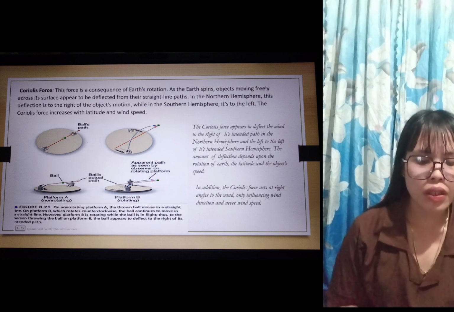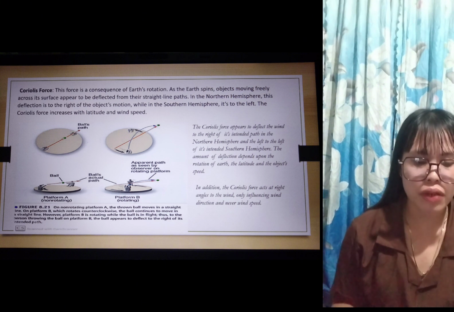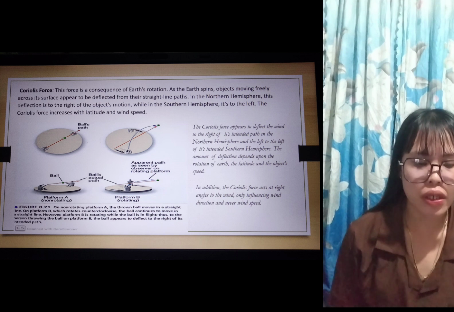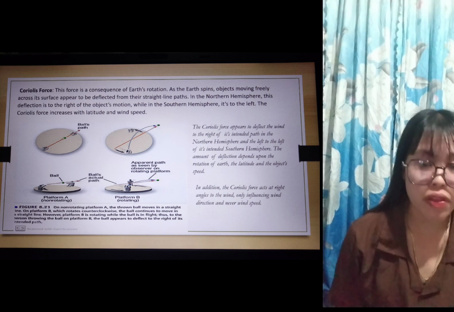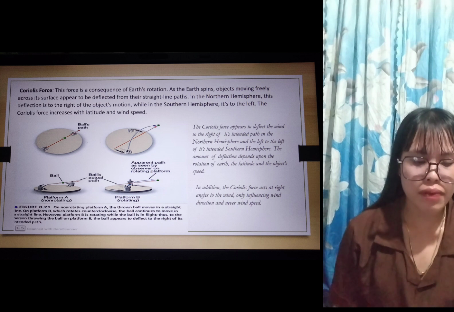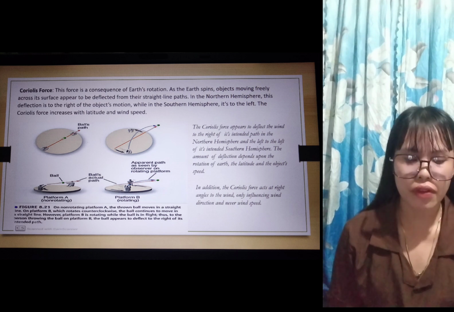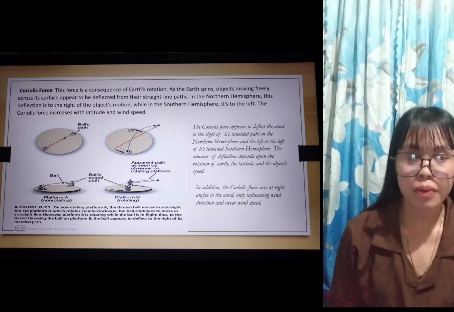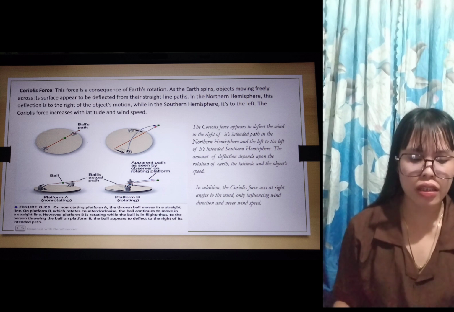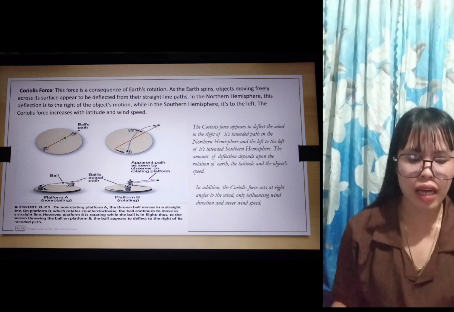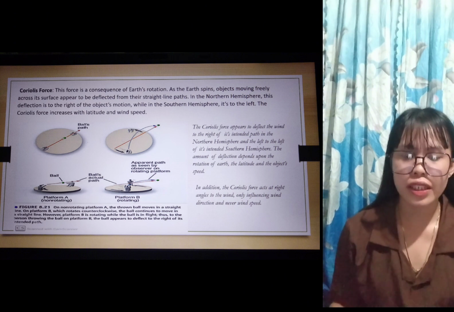So, the Coriolis force appears to deflect the wind to the right of its intended path in the northern hemisphere and to the left of its intended path in the southern hemisphere. The amount of deflection depends upon the rotation of Earth, the latitude, and the object's speed. In addition, the Coriolis force acts at a right angle to the wind, only influencing wind direction and never wind speed.